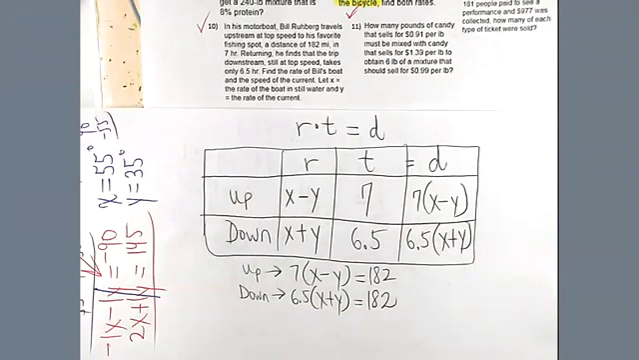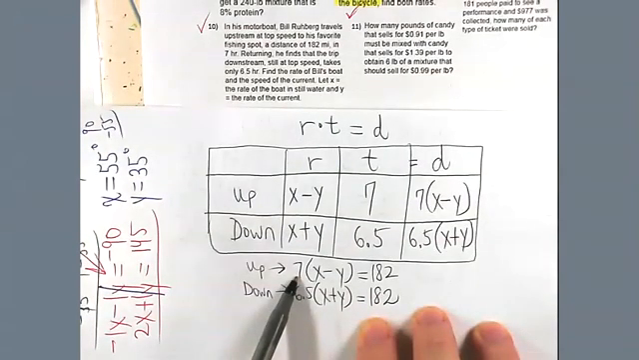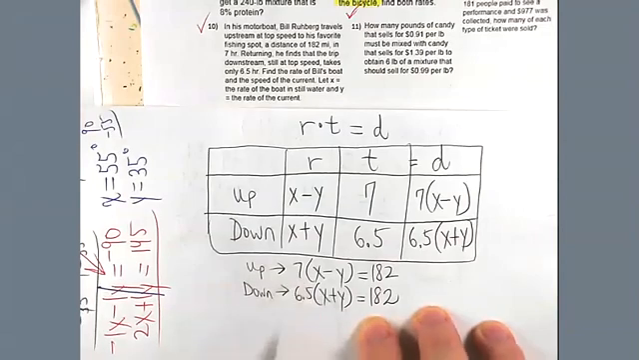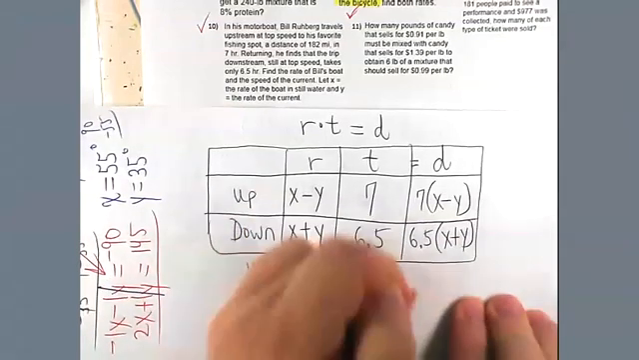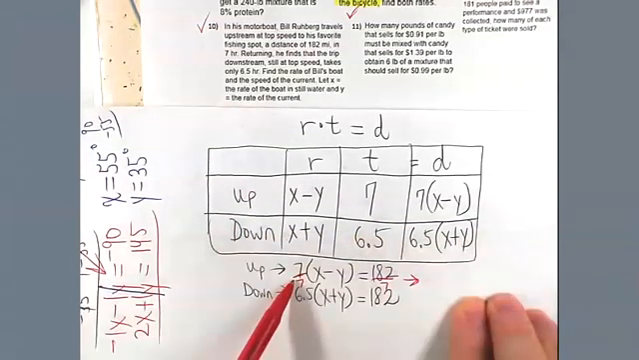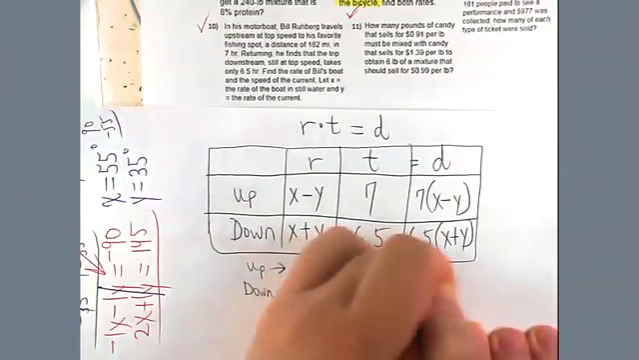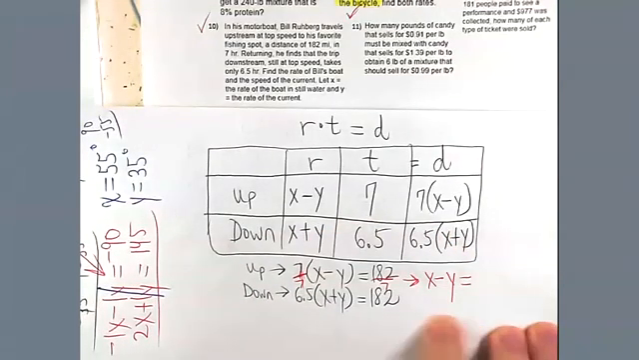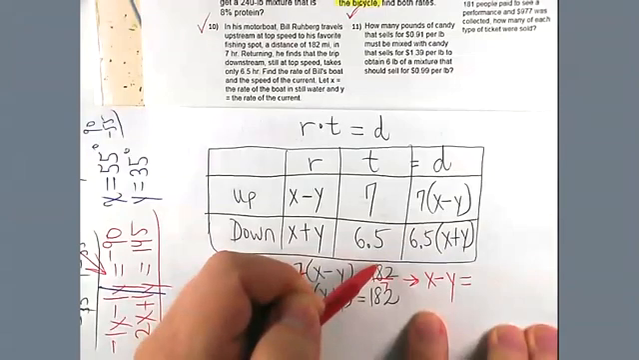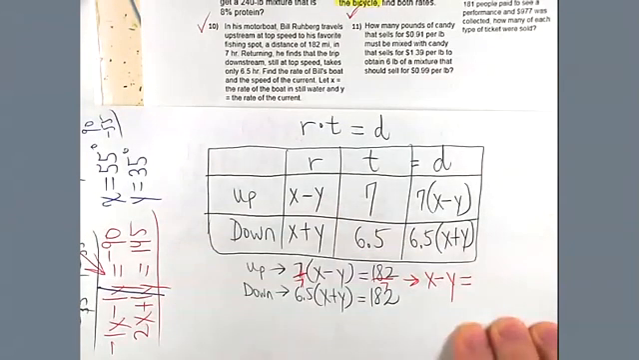Now, to make it a lot easier on us, for the first equation, let's divide both sides of that first equation by 7. Right here, the 7's cancel, leaving you with just x minus y equal to 26.